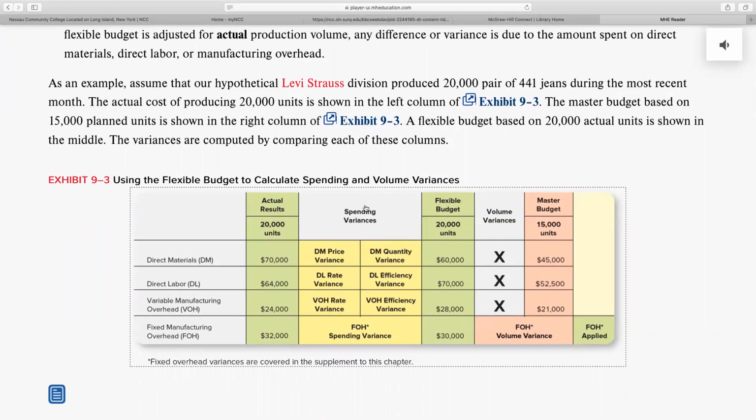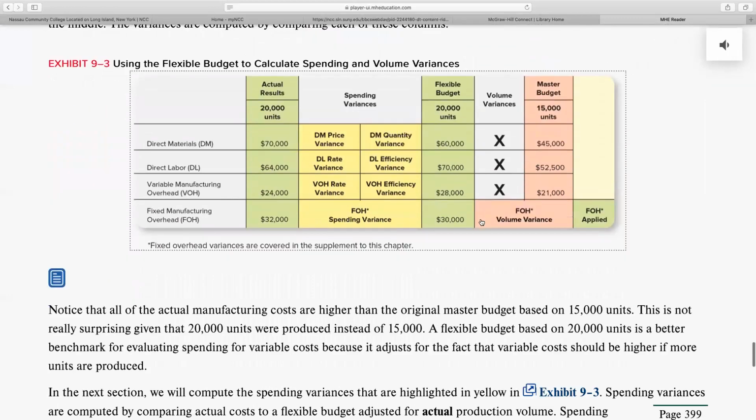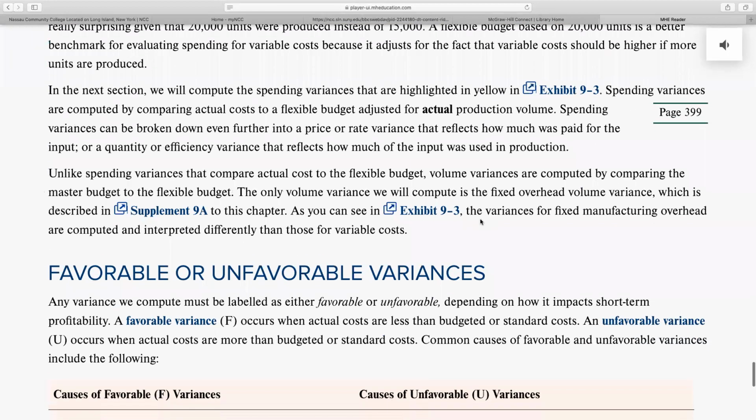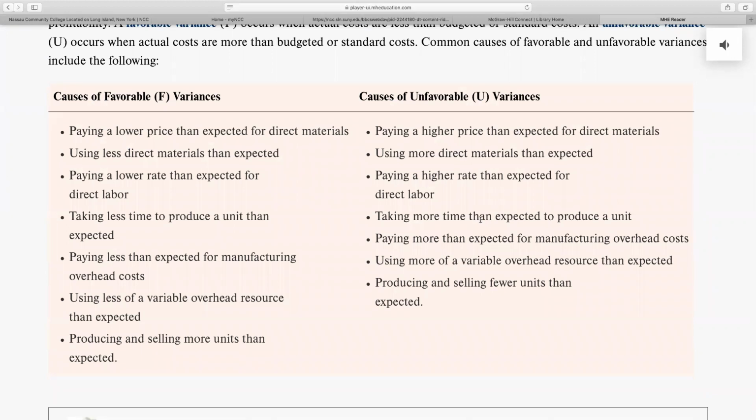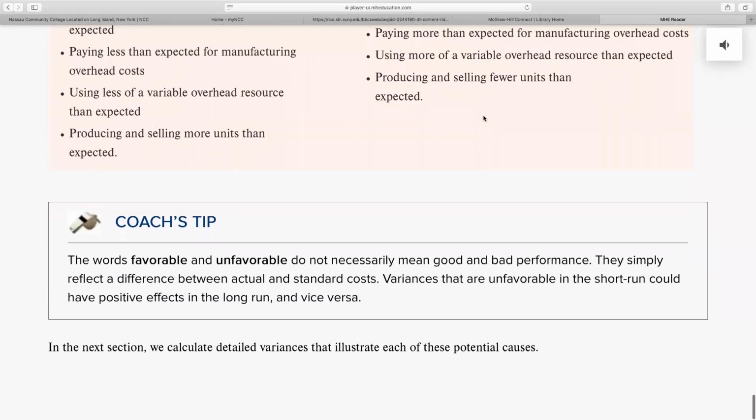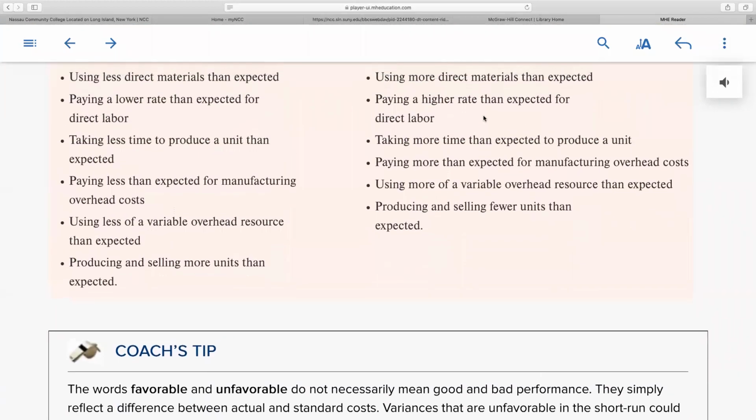Those will give us the spending variances. And we're going to compare the master budget to the flexible budget. Those will give us the volume variances. It's not as complicated as it sounds. You'll see when we get to the homework problem, it's not that difficult. It's more difficult to try to explain. Right, and here they're giving you some reasons why your variances could be favorable or unfavorable, right? You could read those at your leisure.